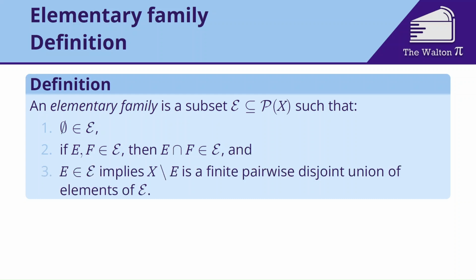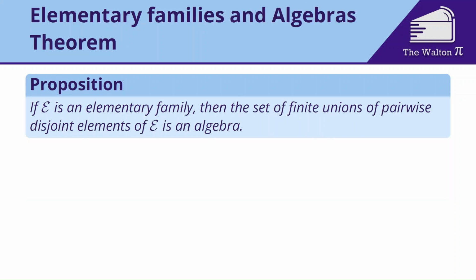And then if we have a set E in our elementary family, that implies that the complement of E is going to be a finite pairwise disjoint union of elements in E. So we're able to construct it by taking finitely many things from our elementary family, unioning them together, and none of those things had any overlap. Okay, so it's not telling us that X itself or the complement itself is in our elementary family, just that we can create it using a finite union of things.